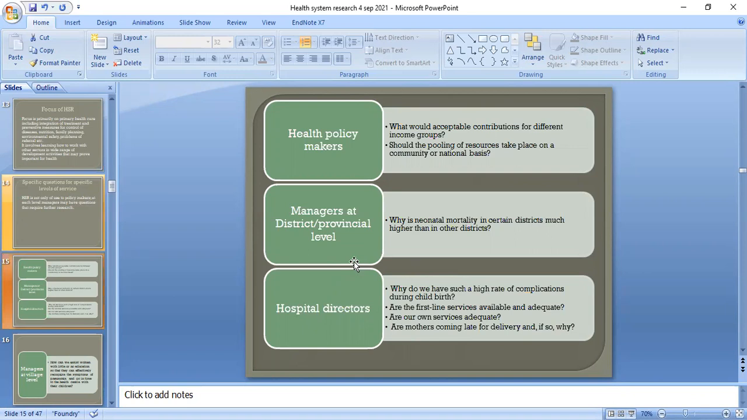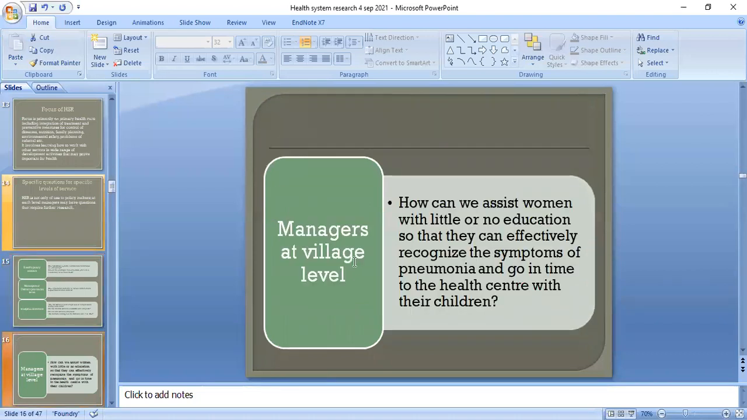While at the level of managers at district or provincial level, the questions may arise: why is neonatal mortality in certain districts much higher than in other districts? While hospital directors may try to find why we have such a high rate of complications during childbirth. Are the first line services available and adequate? Are our own services adequate? Are mothers coming late for delivery, and if so, why?